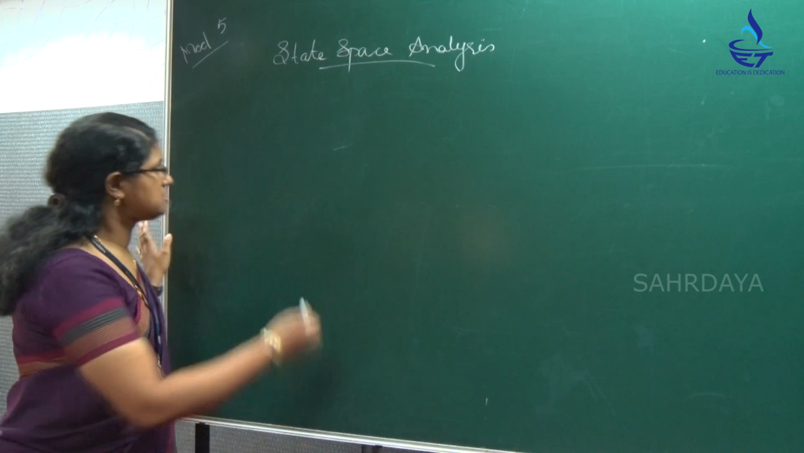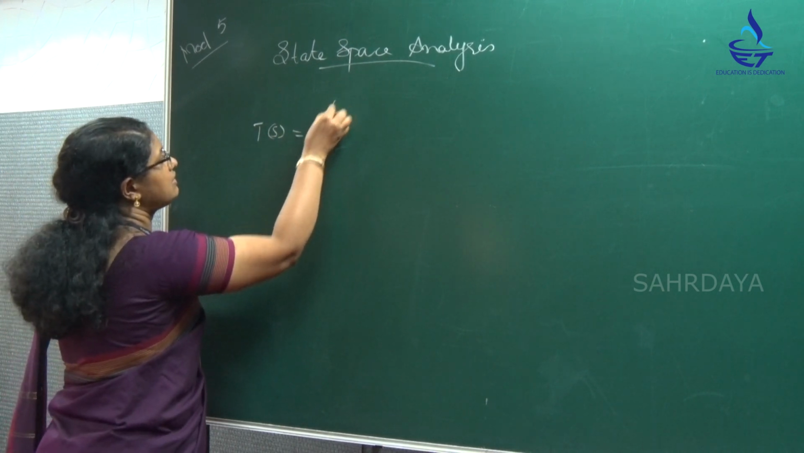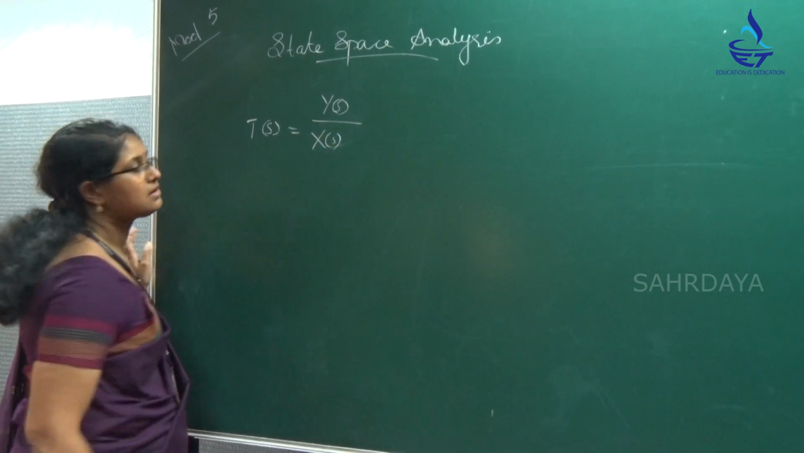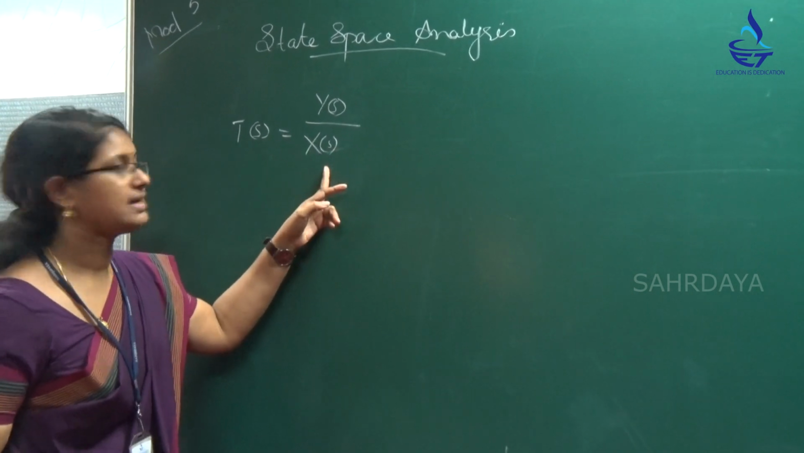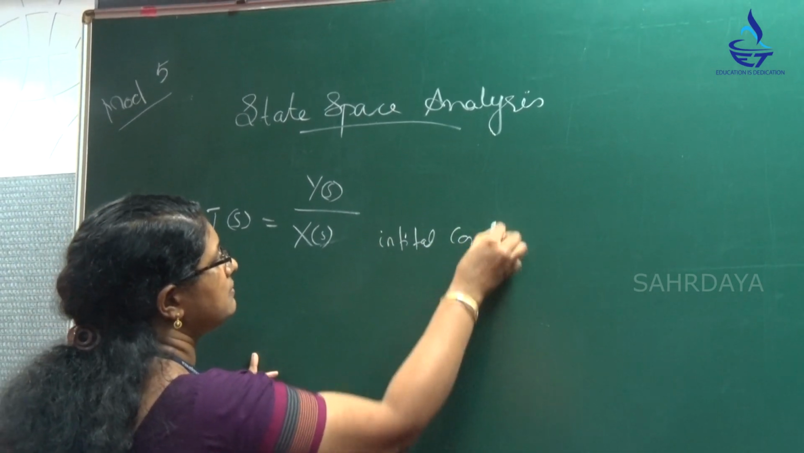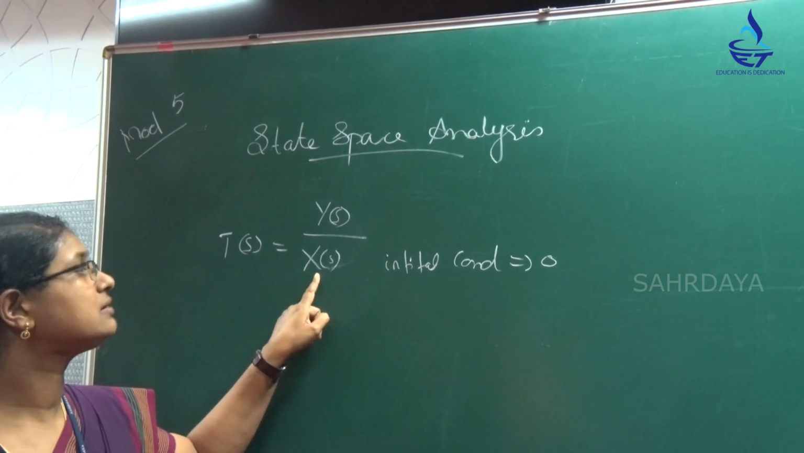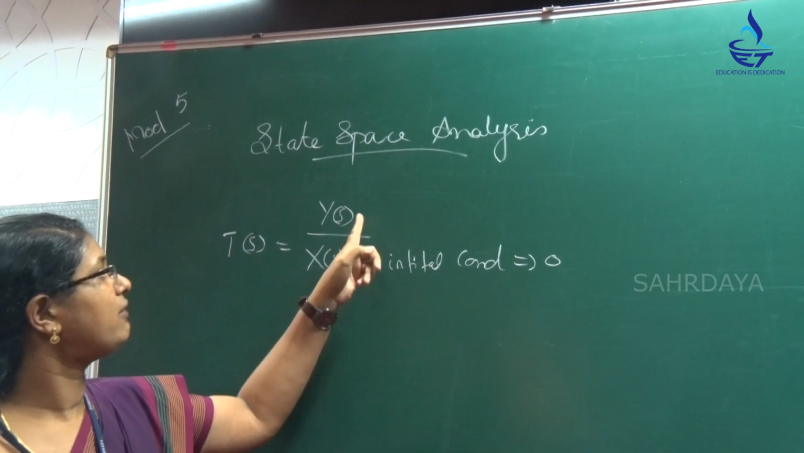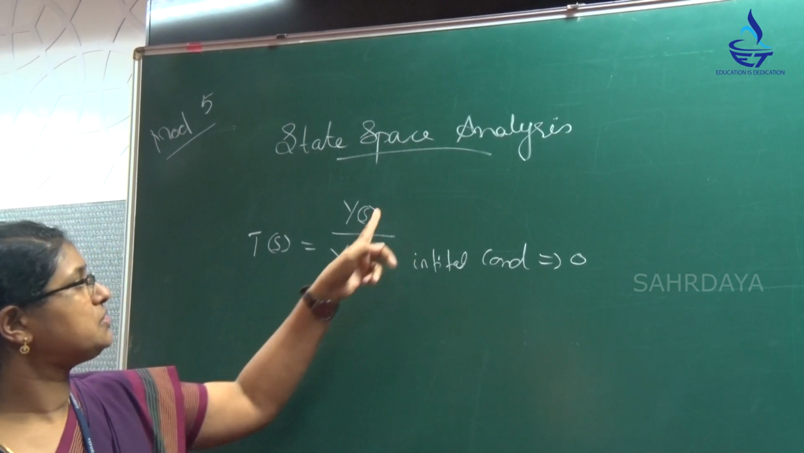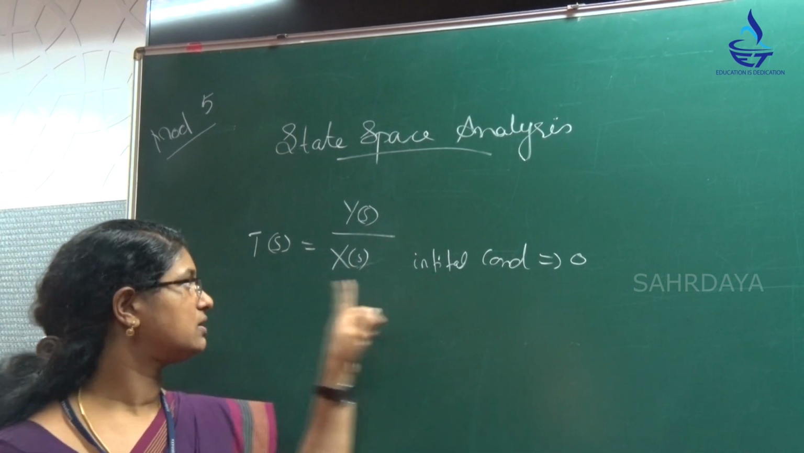First of all, we know the transfer function is defined as T of s, if y of s is the output of the system and x of s is the input of the system. The transfer function is defined as Y(s) by X(s) with the initial conditions all 0. So if x of t is the input, its Laplace transform will be X(s), and if y of t is the output, Y(s) will be the Laplace transform of y of t. Now the ratio of output by input with all initial conditions set to 0 is called the transfer function model of a system.